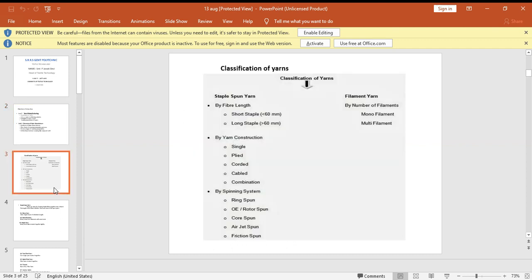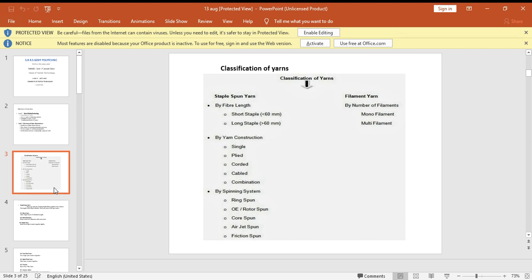So, classification of yarns. Yesterday we already discussed spinning, how the yarn is obtained. The sequence is blow room, carding, combing, drafting, draw frame, roving or speed frame, ring frame, and yarn. So today the first objective is classification of yarns.